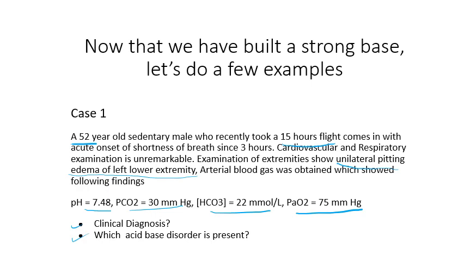I want you to pause for a minute and just solve it on your own, then we can solve it together. Alright, so the clinical diagnosis, I'm sure most of you might have guessed it right. It's basically acute pulmonary embolism. Most likely it's acute pulmonary embolism. Now looking at the acid-base disorder, let's see what we come up with.